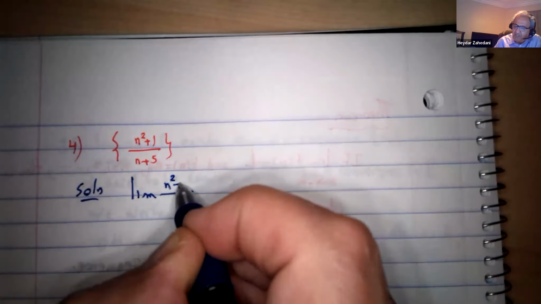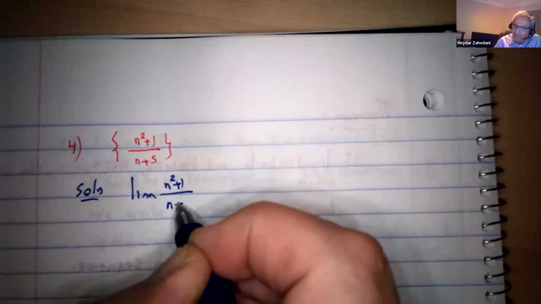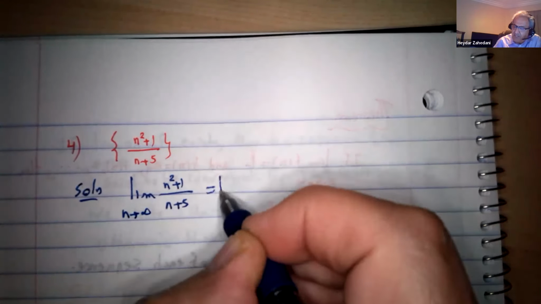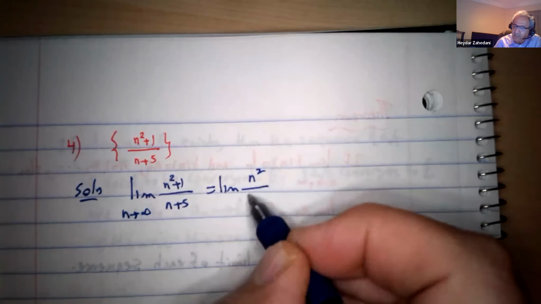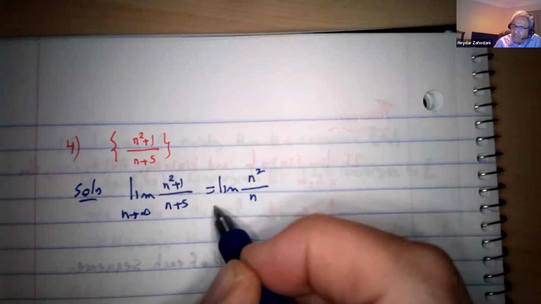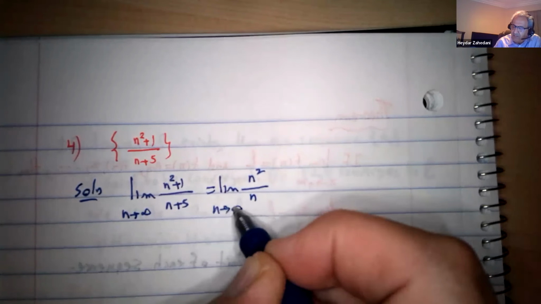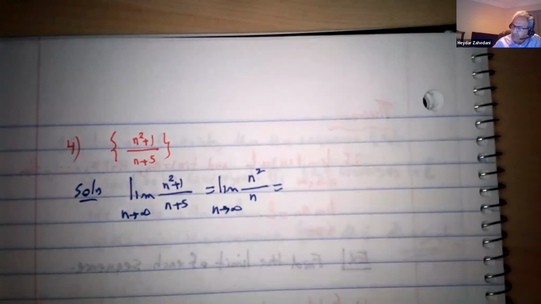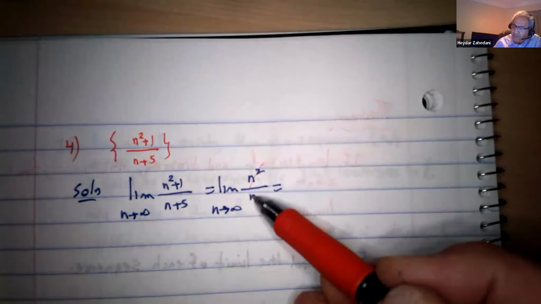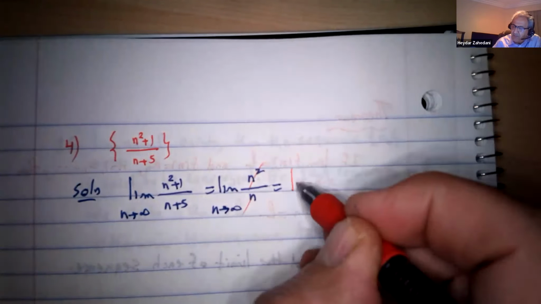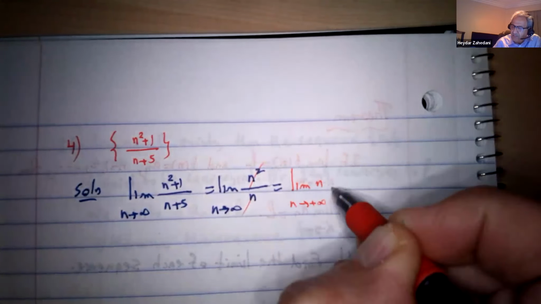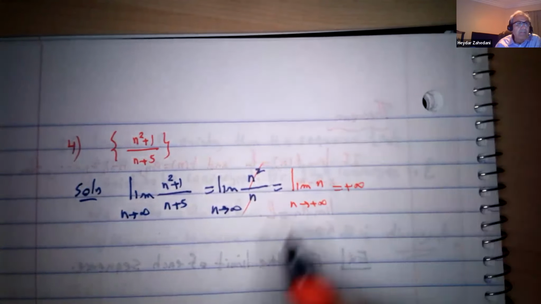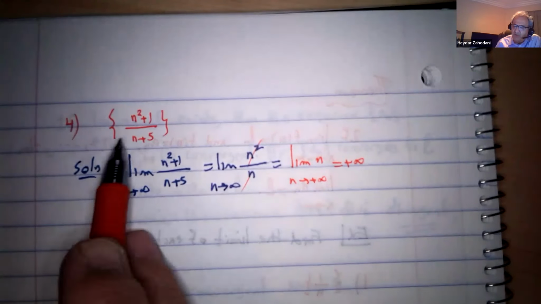Okay, so the solution is going to be, if you want to find the limit of n squared plus 1 over n plus 5, when n goes to infinity, again, the leading term with the highest power on the top is n squared, the bottom one is n. So if you simplify the top and the bottom, the result would be the limit of n when n goes to positive infinity. You know that this would be positive infinity.